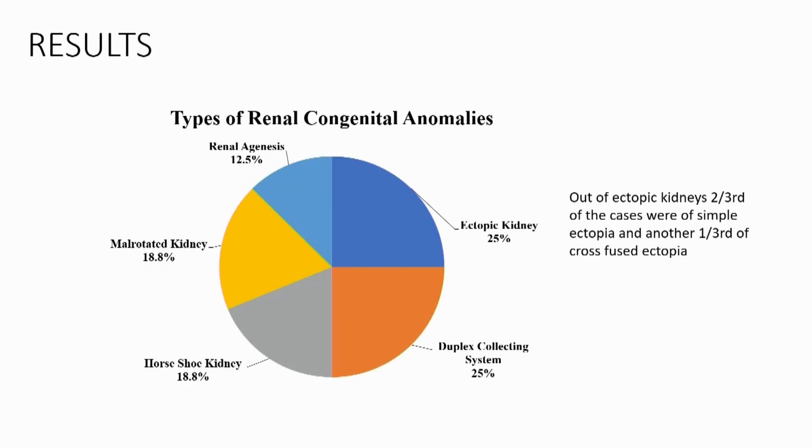In my study, the most common congenital anomaly found was ectopic kidneys, out of which 2/3 of patients were of simple ectopia and 1/3 were of cross-fused ectopia. Duplex collecting system was also a common anomaly found. Then horseshoe kidneys and malrotated kidney were the next common anomalies, followed by renal agenesis.